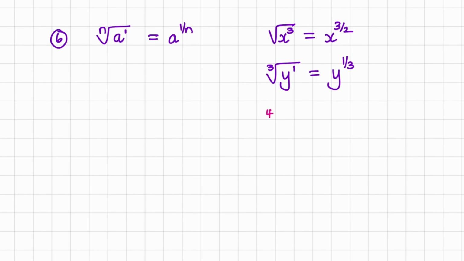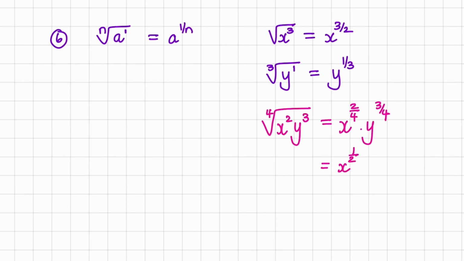So let's say, for example, we have the root form of 4, and we have x squared and y to the power of 3. If I want to remove the root, this can become x to the power of 2 over 4 times y to the power of 3 over 4. And I can simplify the exponent of x, so that becomes x to the power of a half times y to the power of 3 over 4. But notice that I divided the exponent on the inside by the root form on the outside.